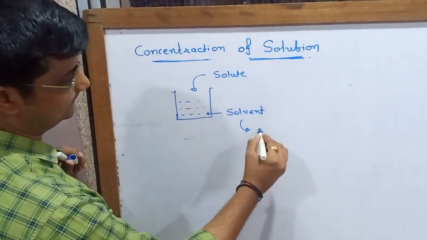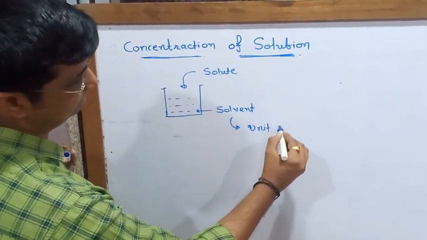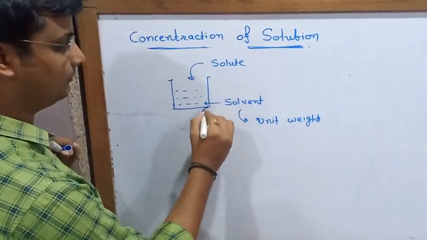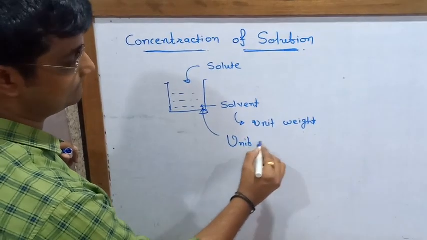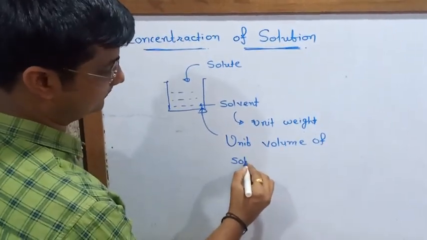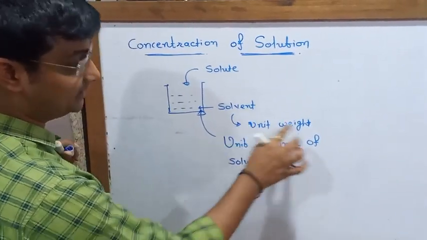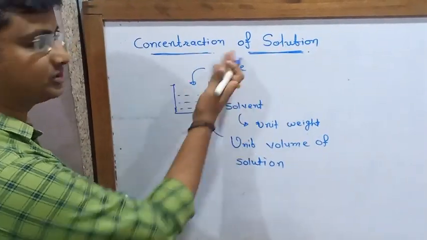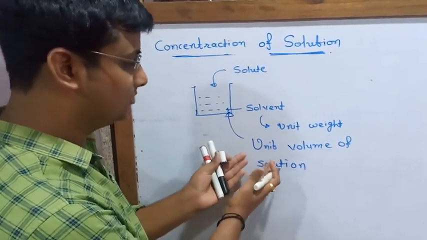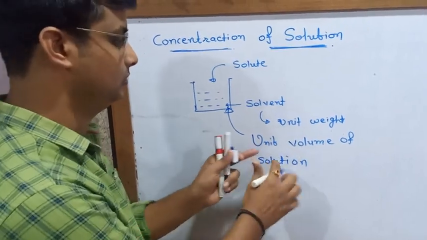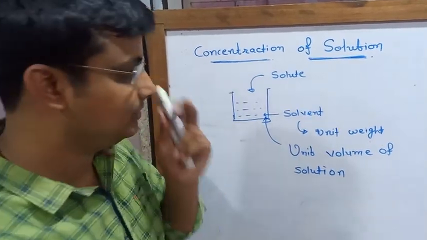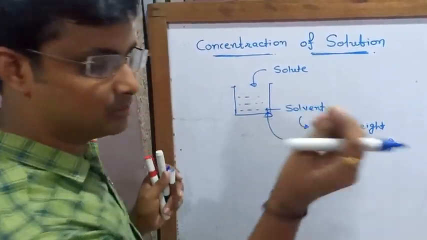If you take a unit weight of solvent or unit volume of solution. Why do we require the word unit? Because when you define concentration, you have to tell how much solvent you have taken or how much solution you have taken. So we have taken unit volume. You can take it as 1 liter, or here you can take 1 kg. So concentration must be with respect to some particular value.